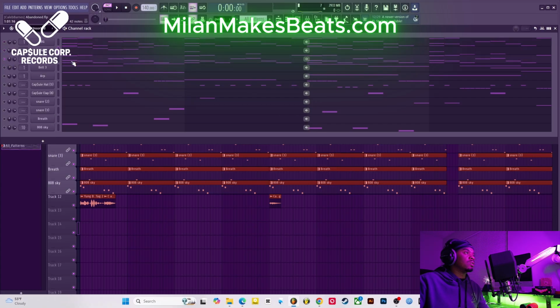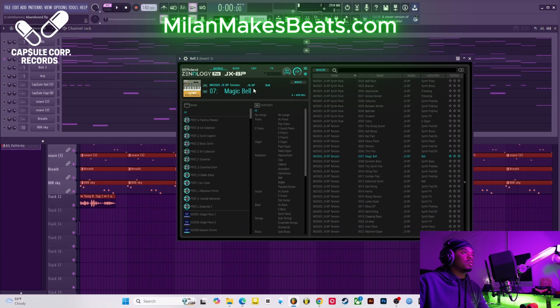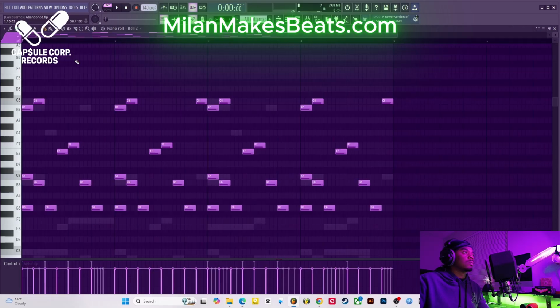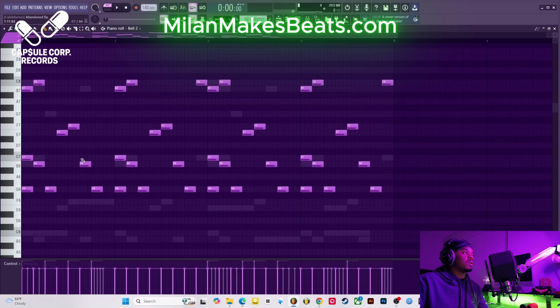Let's go to the third melody. The third melody is another bell, magic bell. I just piggybacked off all of the original patterns, or copied and pasted the original pattern. I like this sound a lot. This is something I'll definitely use again for sure.